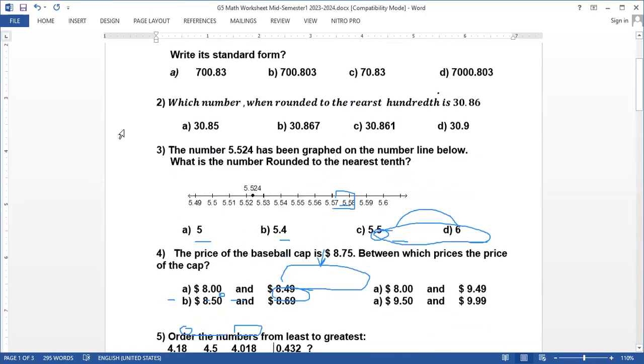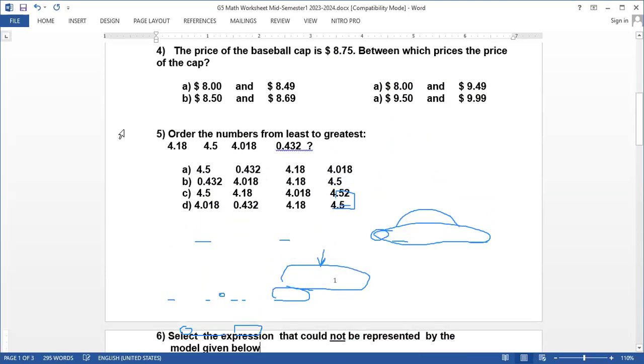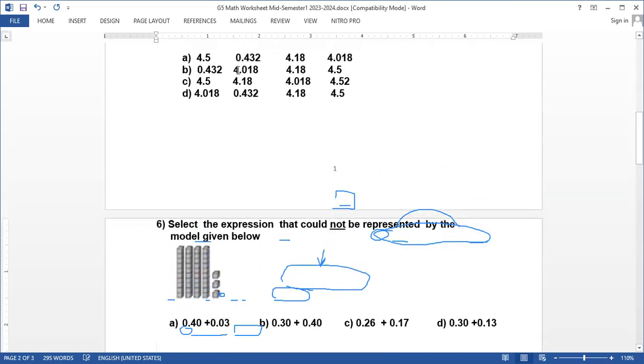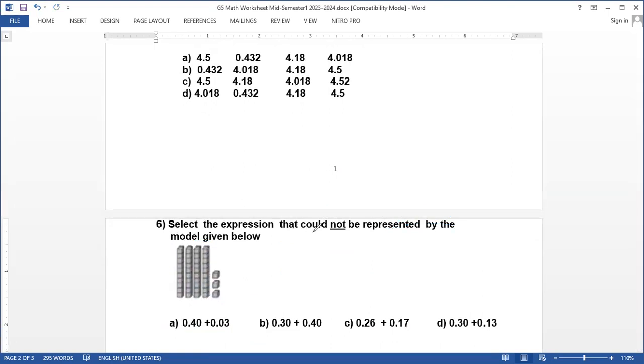Now, question number 6. Select the expression that could not be represented by the model given below. Here we have 0.40 plus 0.03, 0.30 plus 0.40, 0.26 plus 0.17, 0.30 plus 0.13. We have to be careful about this kind of question.